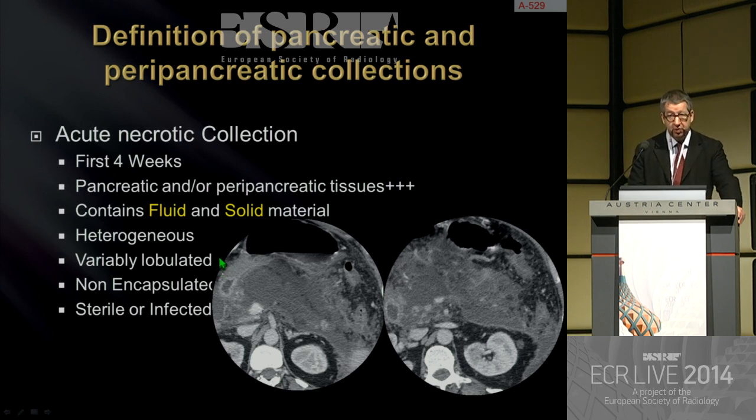What about acute necrotic collection? This is a term you should use in the first 4 weeks in case of pancreatic necrosis, and it's located in the pancreatic parenchyma and/or the peripancreatic tissues. It will contain both fluid and solid material, and it will look clearly heterogeneous with a variably lobulated peripheral appearance, but it's not encapsulated in the first 4 weeks.